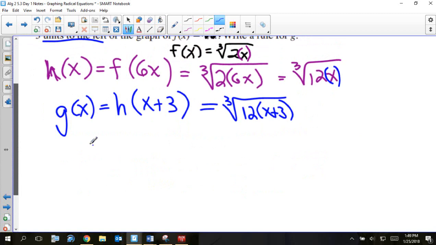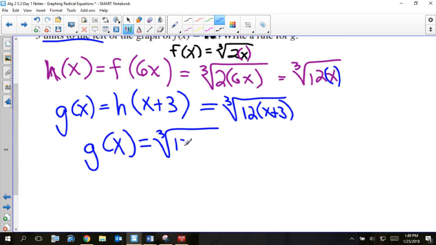I'm just going to simplify that. g of x is equal to the cube root of 12x plus 36. How did I get 36? I distributed it. Yep, multiplied. I know you all can do everything there. Where you have to pay attention is where those parentheses go before you plug that in, because that's where people make silly mistakes.